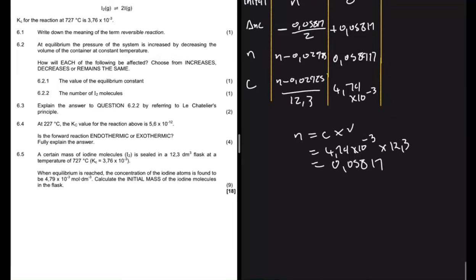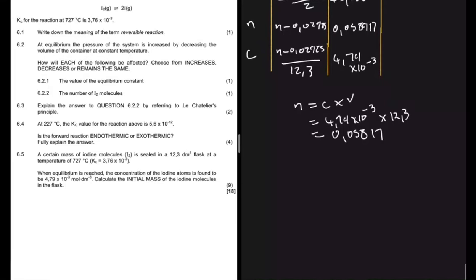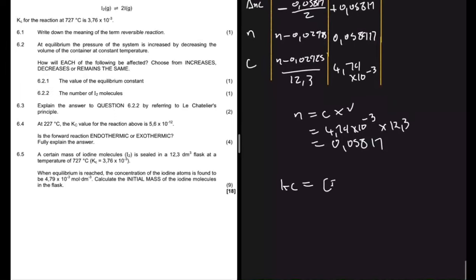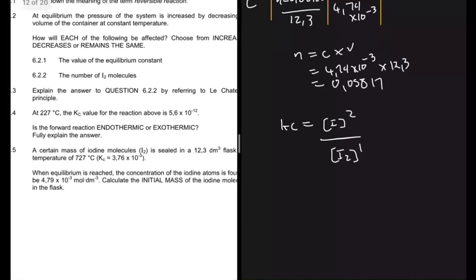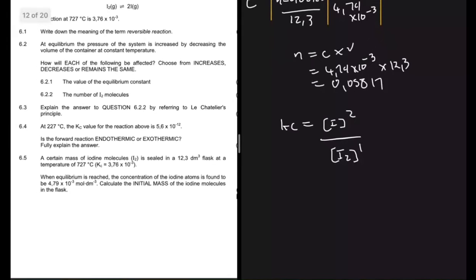So now that we have the concentration at equilibrium, we can have Kc is equal to the concentration of I to the power of 2, because that's the products, right? Divided by the concentration of I2 to the power of 1, because that's the balancing coefficient of I2. But we are given the Kc as 3.76 by 10 to the minus 3, right?